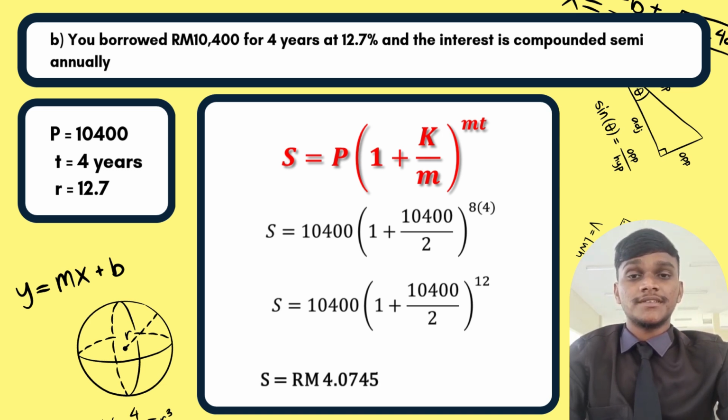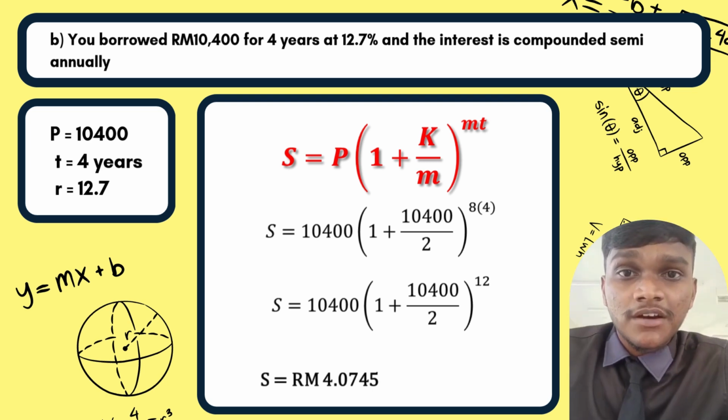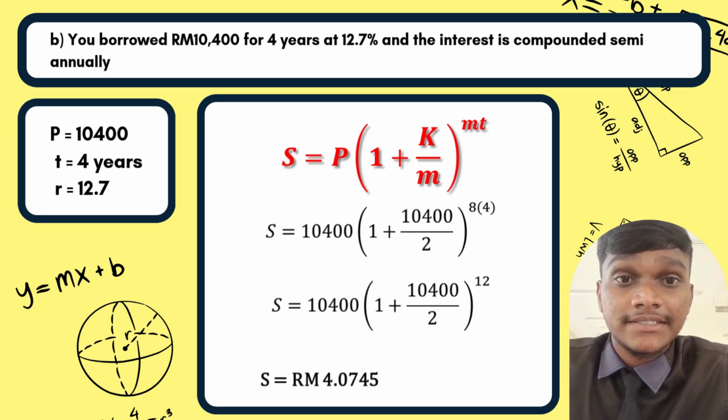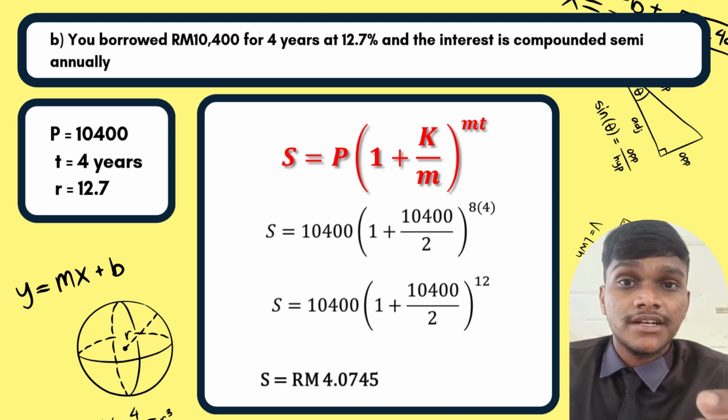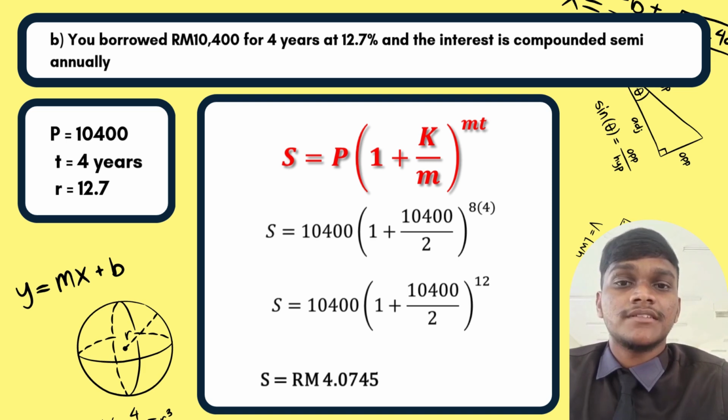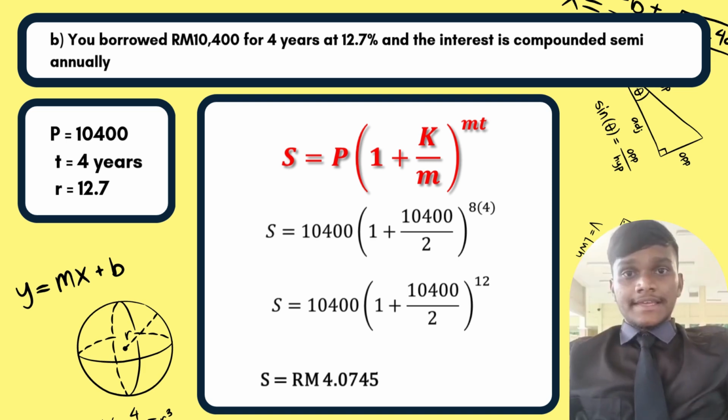This is a compound interest problem. When interest is compounded, it means that interest is added to the principal amount at regular intervals, and then future interest is calculated based on the new total. In this case, the interest is compounded semi-annually, which means twice per year. The formula for compound amount is future value equals principal times (1 plus annual interest rate in decimal divided by number of compounding periods per year) to the power of number of periods times time in years.